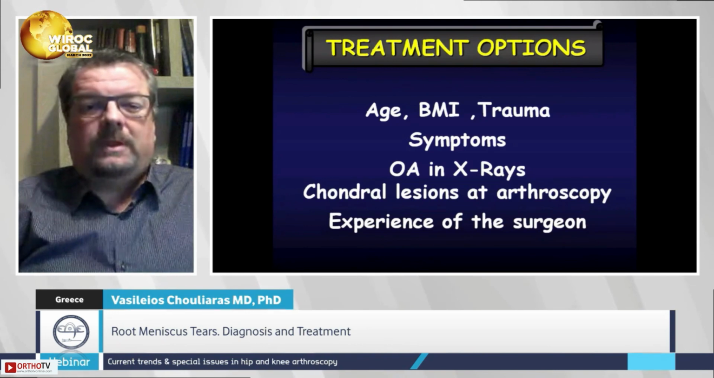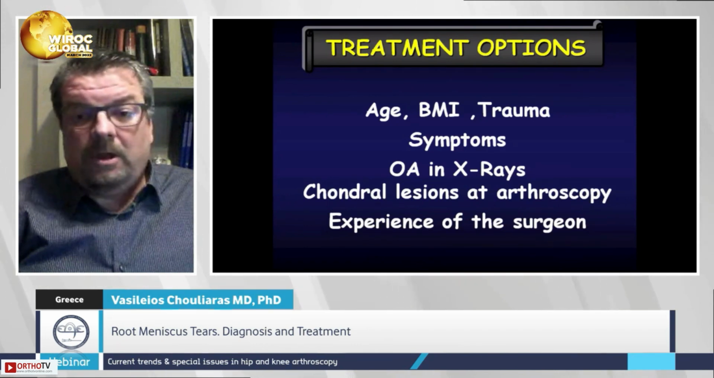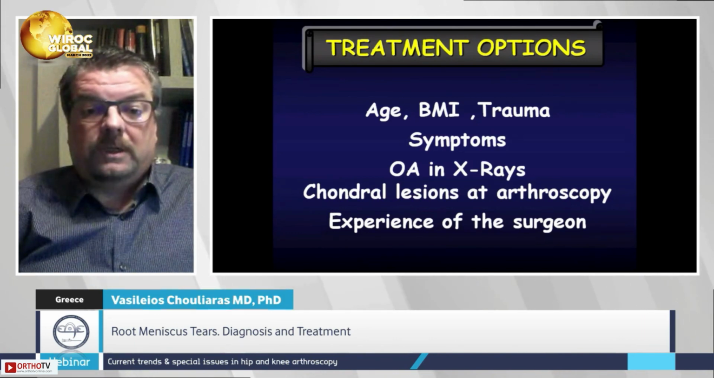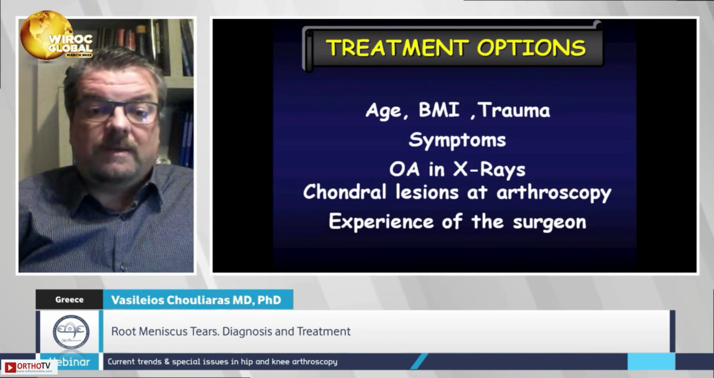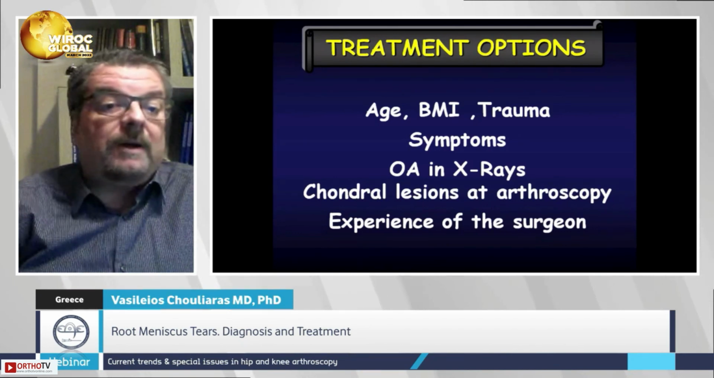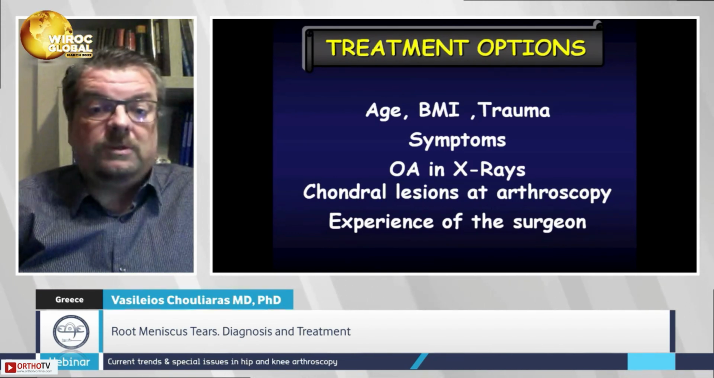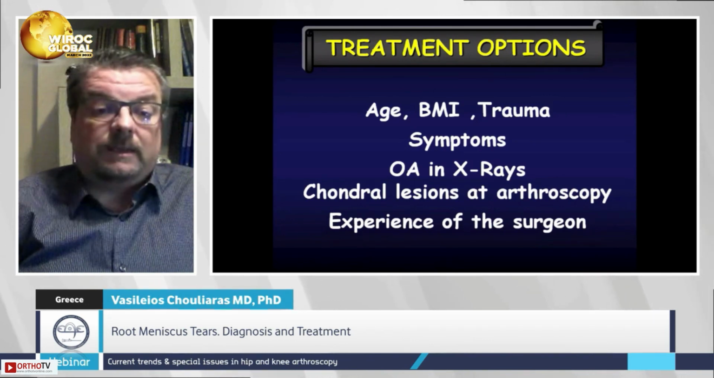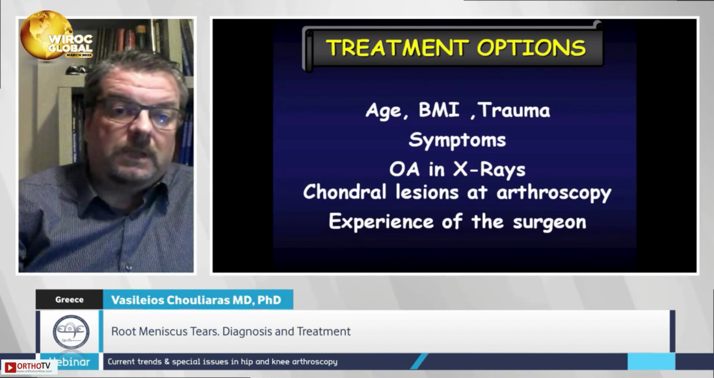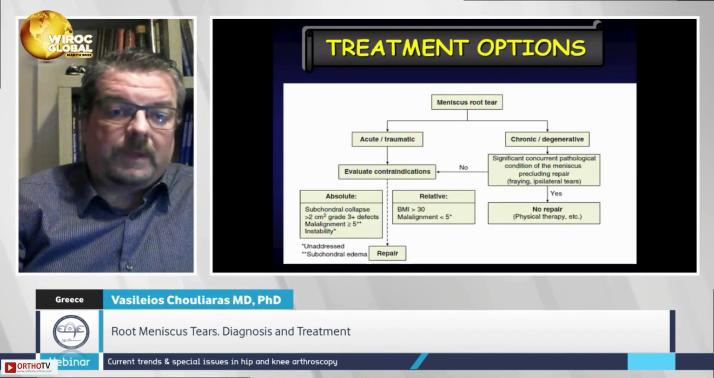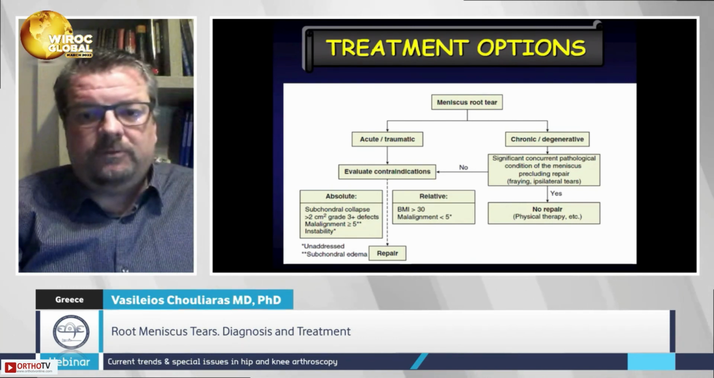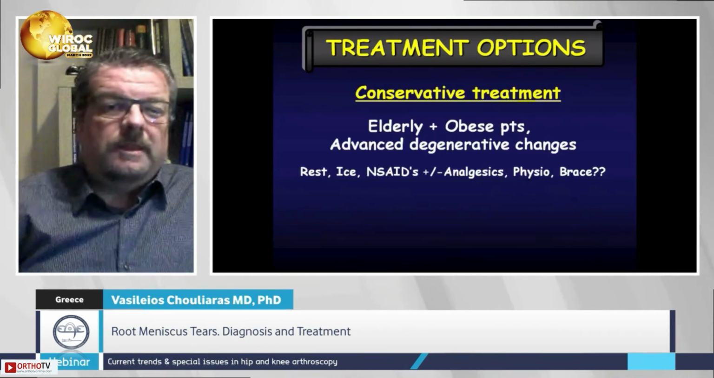The treatment depends on the age of the patient, the BMI, if it's trauma or not trauma, and the symptoms. Of course, for the medial meniscus, if there's osteoarthritis in X-rays, and if we find severe chondral lesions, grade 4 or grade 3 at arthroscopy, and of course the experience of the surgeon and the tools that he has. There are some algorithms, but it depends on all the previous characteristics.